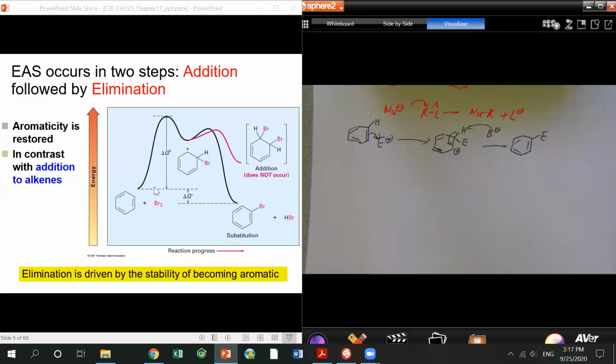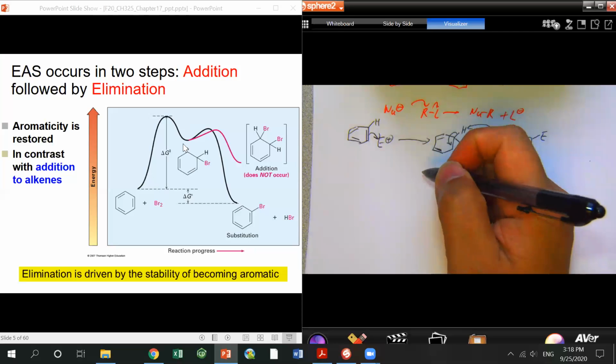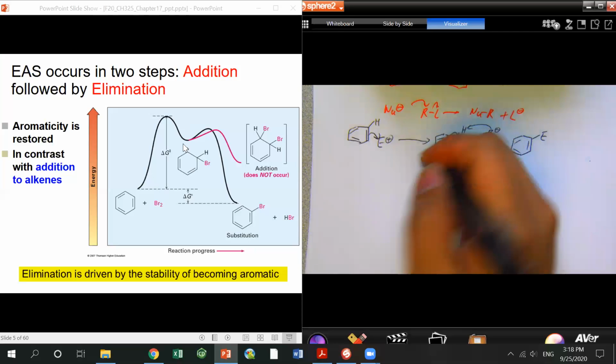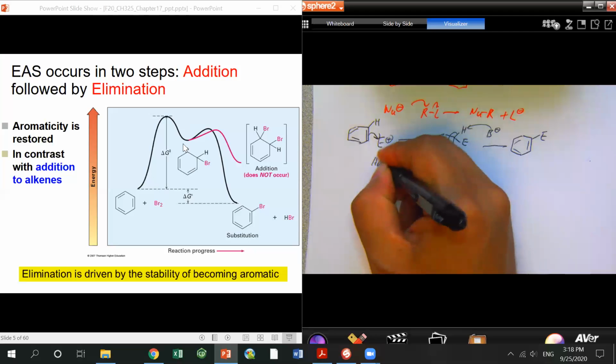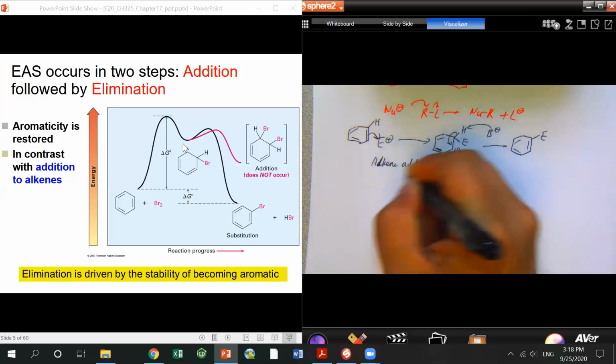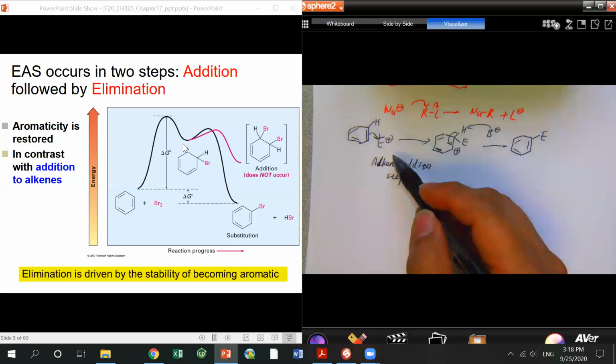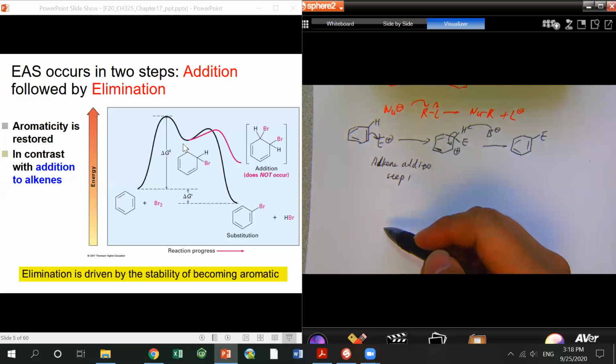For the aromatic EAS reactions, the first step is very similar to the first step of the alkene addition. The first step is exactly the same: the electrophile comes in and opens the CC bond, exactly the same thing. The key thing comes in the second step.